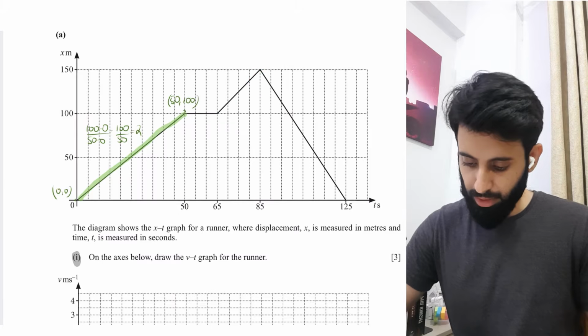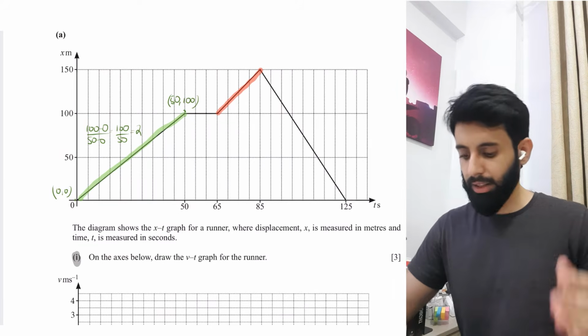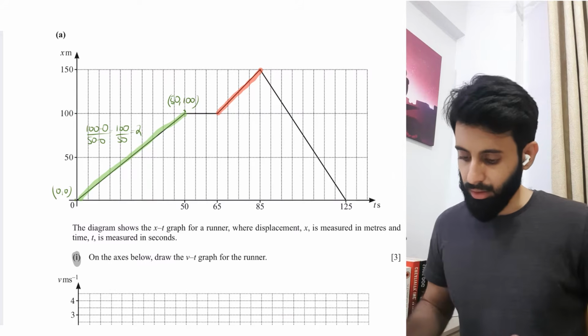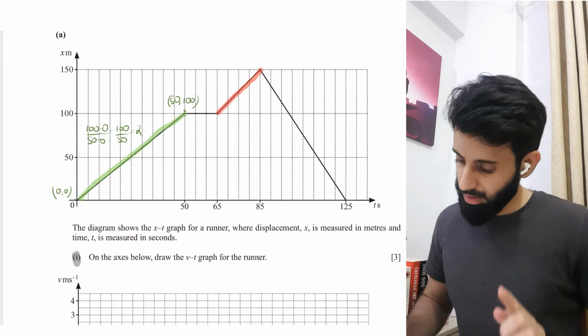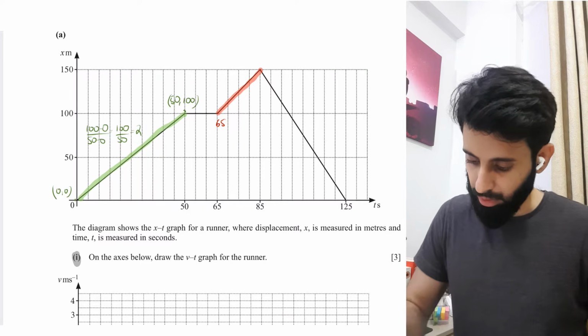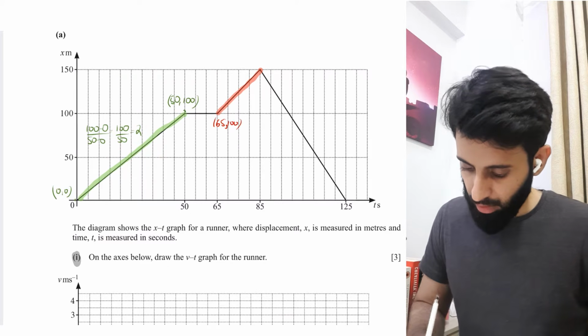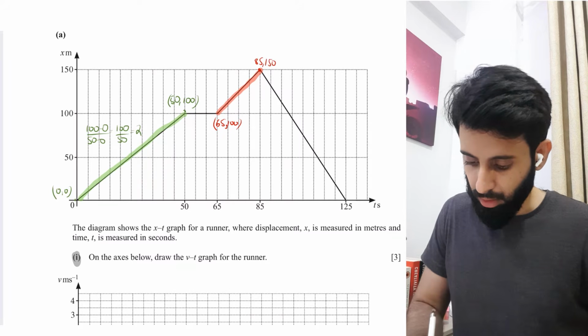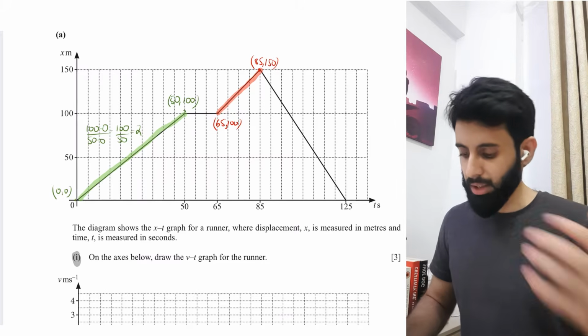So again, I'm going to try and color code it for you guys, which I'm highlighting in red, and this goes from 65 to 85, and during this time at 65 the speed is equal to 100. So let's write that down, 65 comma 100, and then at this point it is 85 comma 150. I mean, the time is 85, the speed is 150.